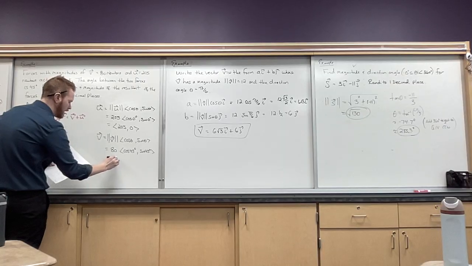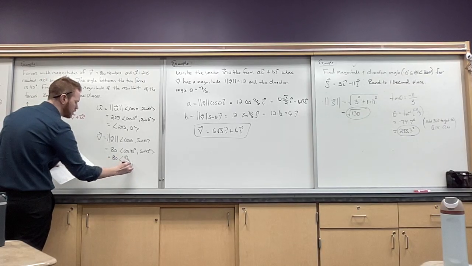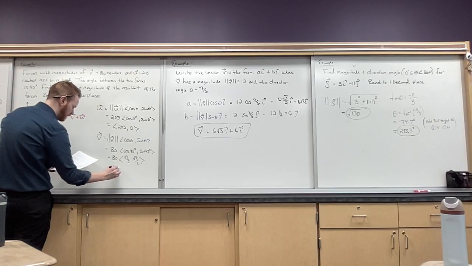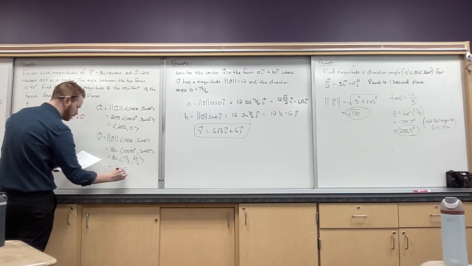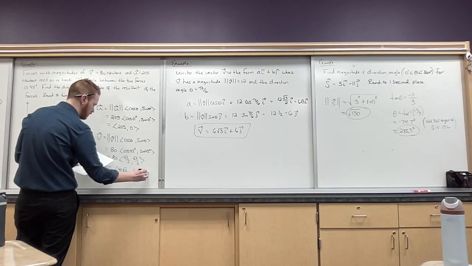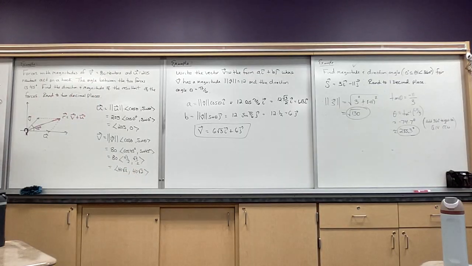Okay. So we get 80 multiplied by, well, these are both square root of 2 over 2's. And for our final answer, we get 40 square root of 2, and then again 40 square root of 2. Okay? All right. Question so far?